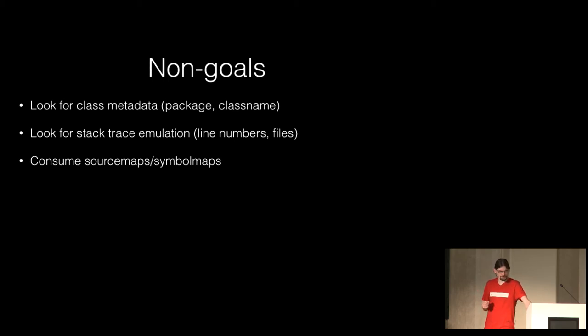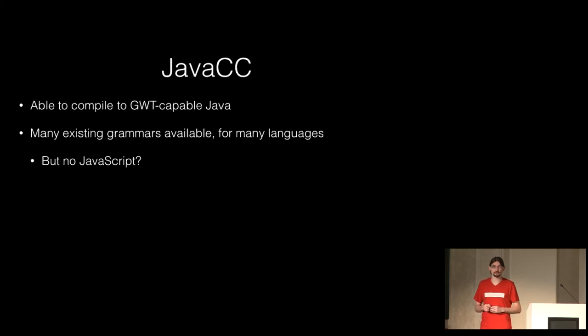Okay, so the first bit I went after, because I was familiar with it and I knew it was able to be compiled to GWT, was JavaCC. This is a compiler. I can define a language. I can define a grammar in a consistent, recognized format, and I can compile it to Java. And depending on what kind of language specification I wrote, I can usually compile it into GWT Java. It's not always very fast, and we'll talk about that a little bit later. And there are a ton of existing grammars already available.